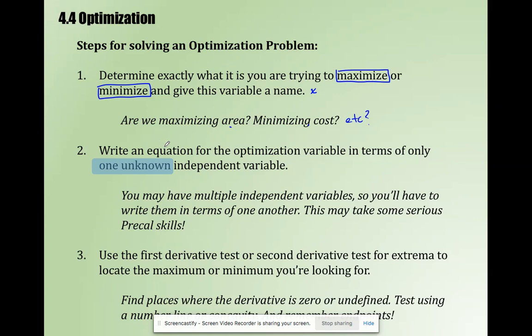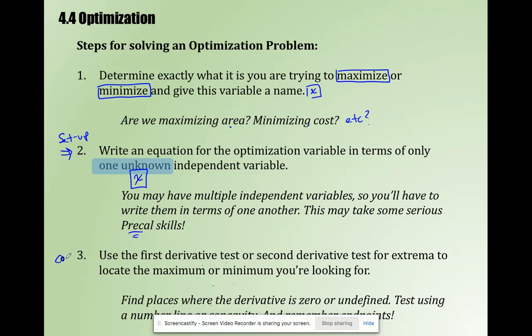Once you find out what you're trying to maximize or minimize, you need to write an equation. This is the step that causes kids problems. This is the setup step. And you only want to use one unknown. If you've chosen X here, you want your equation to only be in terms of X. If you have multiple, like I did with area, length, and width, I rewrote one in terms of the other. Sometimes that takes some pre-cal skills.